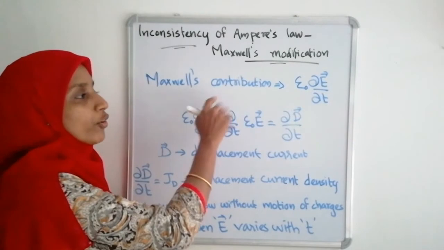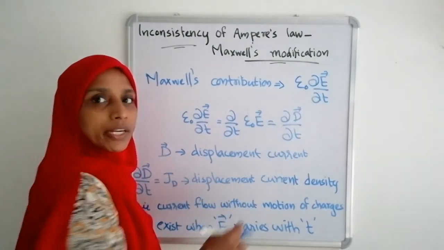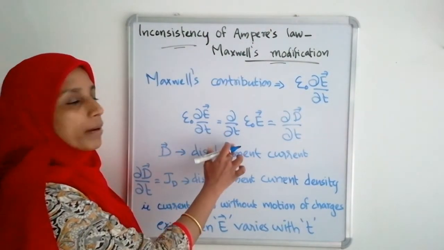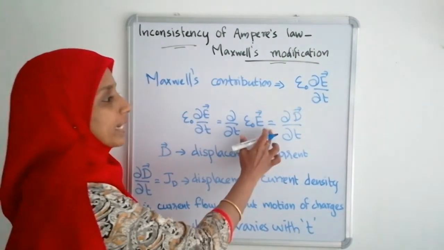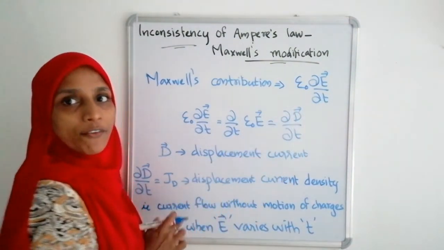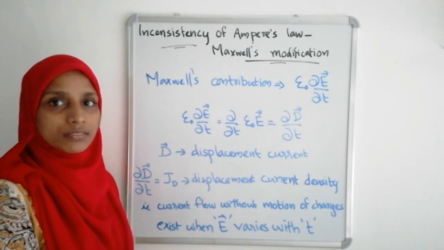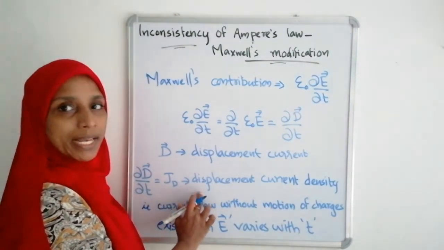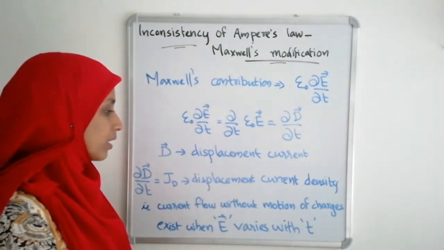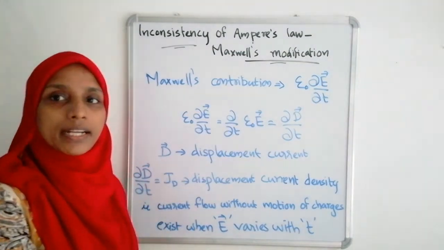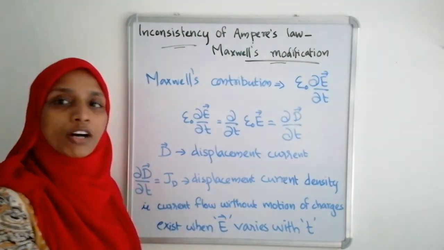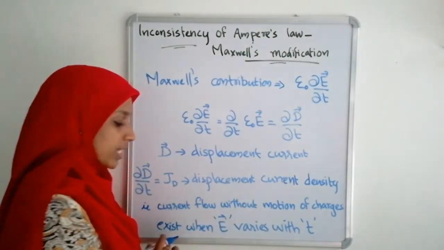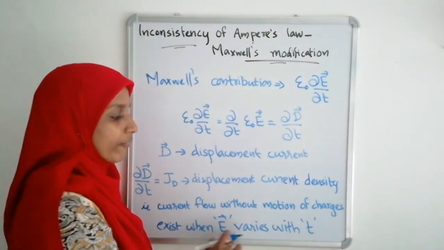Here, the Maxwell's contribution is epsilon 0 dou E by dou T. Epsilon 0 dou E by dou T equal to dou by dou T of epsilon 0 E, which can be written as dou by dou T of D, where D is the displacement field. And also dou D by dou T is equal to JD, which is the displacement current density. Displacement current is the current flow without the motion of charges. So, the current flow without the motion of charges exists when E varies with T.